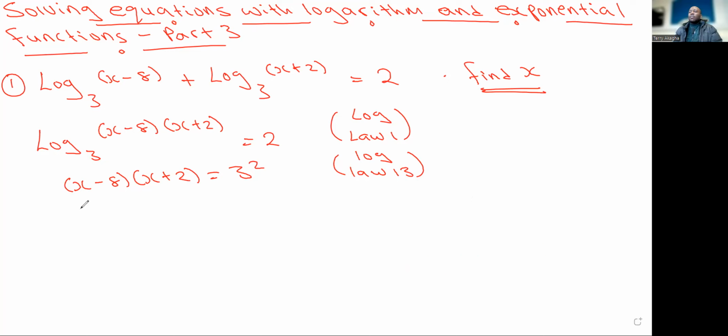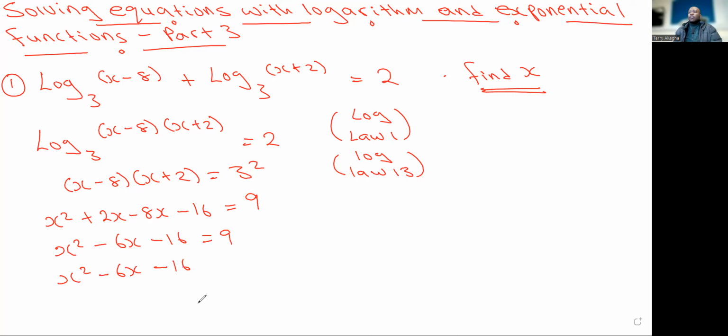So x times x will give us x squared. x times 2 will give us 2x, minus 8 times x will give us minus 8x, and minus 8 times 2 will give us minus 16, is equal to 3 squared, which is 9. So this gives us x squared plus 2x minus 8x, which is minus 6x, minus 16 is equal to 9. I take 9 to the other side, so we're going to have x squared minus 6x minus 16 minus 9 is equal to 0.